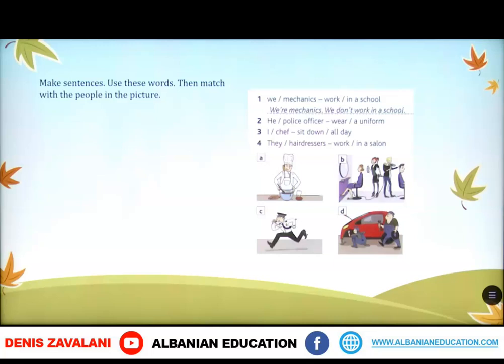The first one is done, so we are mechanics. We don't work in a school. The second one is, he is a police officer. He wears a uniform. And it is the picture C. The third one is, I am a chef. I don't sit down all day. And it's the first picture, or picture A.